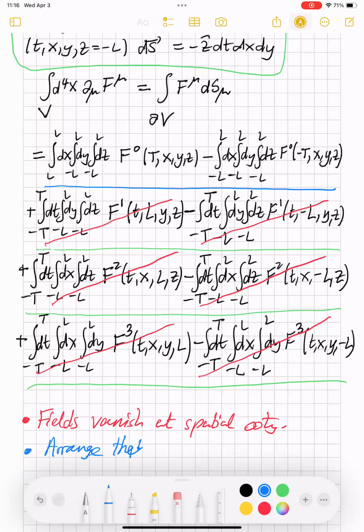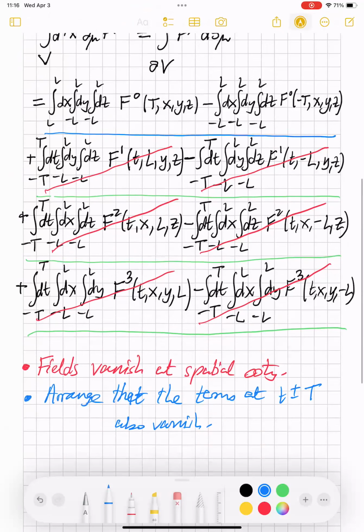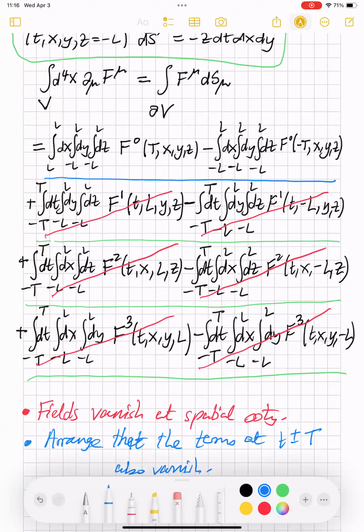So in this situation too, we arrange that, let's say, the terms at t equal to plus or minus T also vanish. So sometimes we need to be a little bit more careful about these terms, but we typically set things up so that those terms vanish too. So that would vanish, that would vanish. We'll see examples of this.